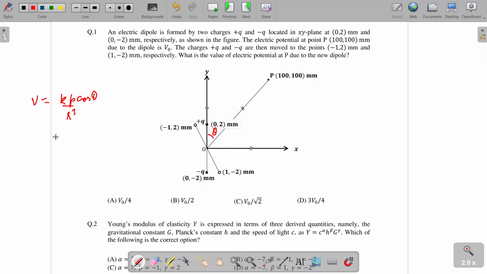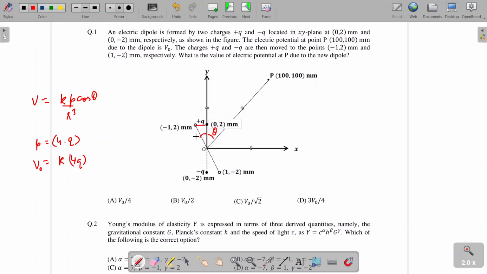Basically, first we'll find the initial dipole moment, that is P. That is 4 into charge q, because the distance between the charges is 4 and the individual charge is q, and then we'll put that here. So this would be V naught equals k 4q cos theta upon r cube. After doing this whole calculation, we'll turn the dipole by some angle.